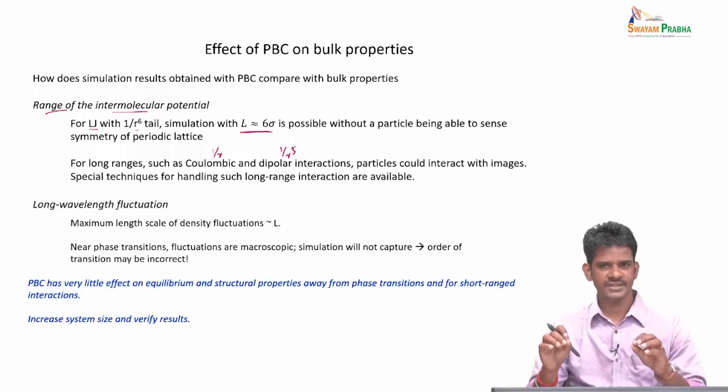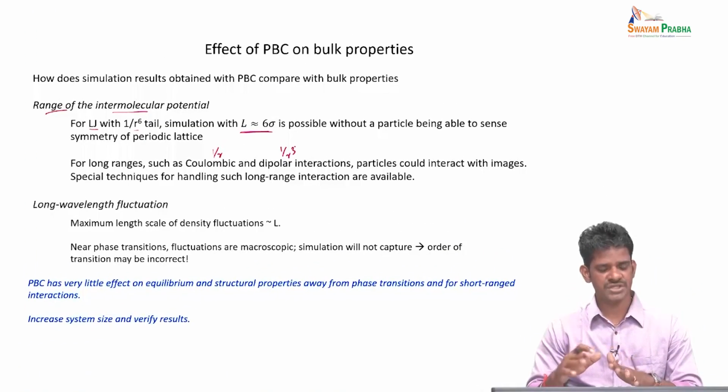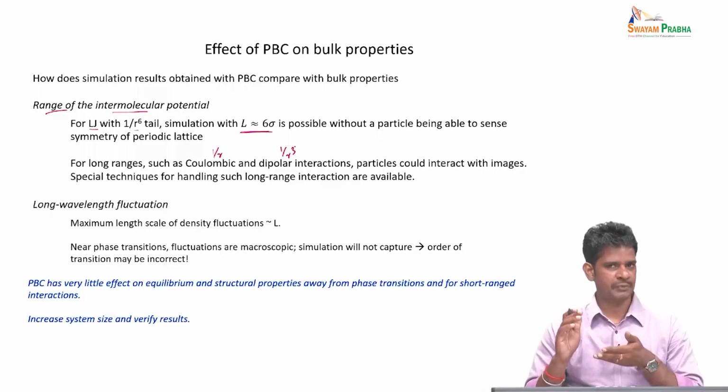What I'm trying to say is that as long as the potential quickly falls like Lennard-Jones, we expect that the periodic boundary condition will not influence the structural and dynamical properties of the system. However, this is not true for long range potentials. We have to account for them with certain special techniques known as Ewald summation and other types, which we will cover in later lectures. So this is about the potential.